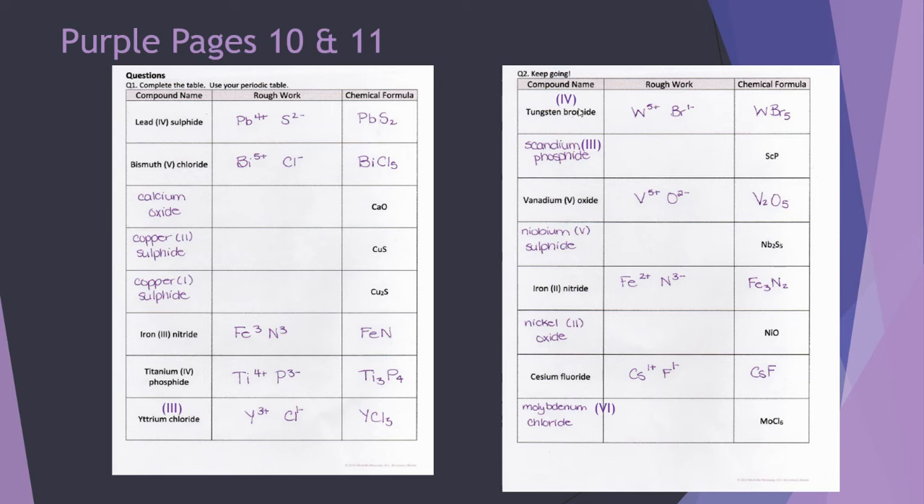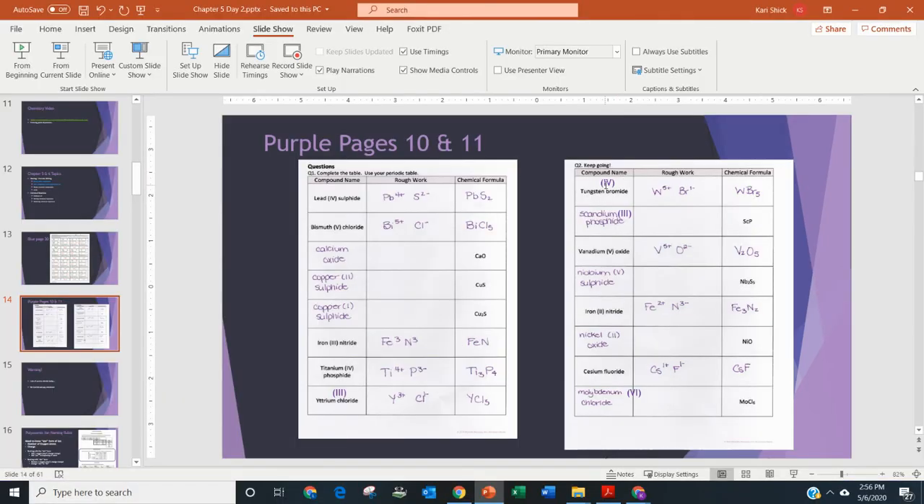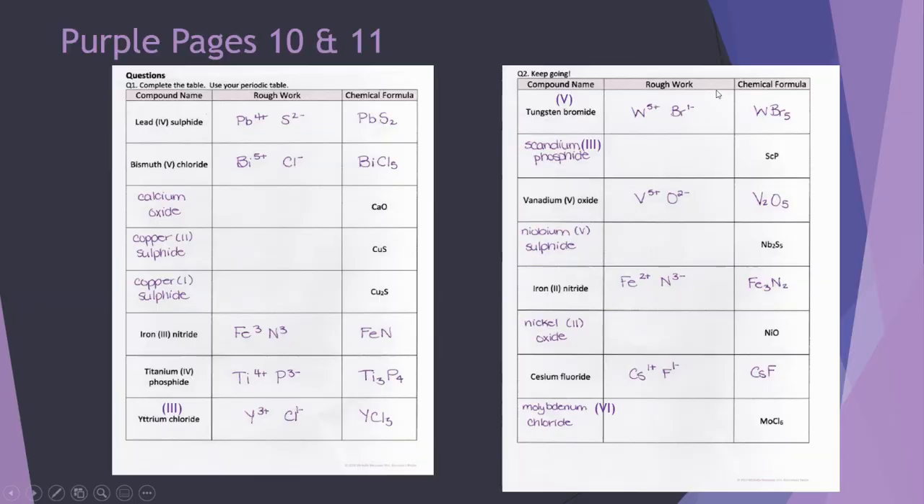So I think I was at tungsten bromide. Tungsten has a charge of 5, not 4. So when you crisscross them, the 5 and the 1 come down, so you get WBr5.